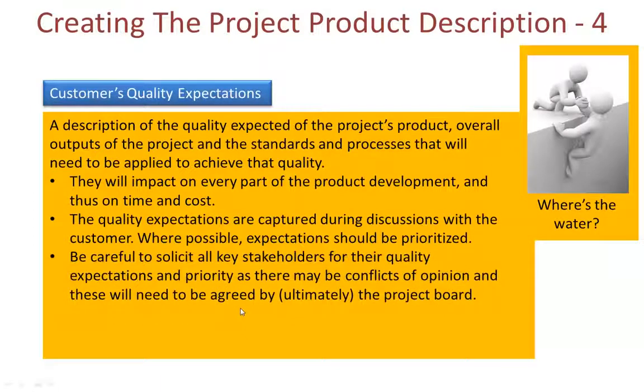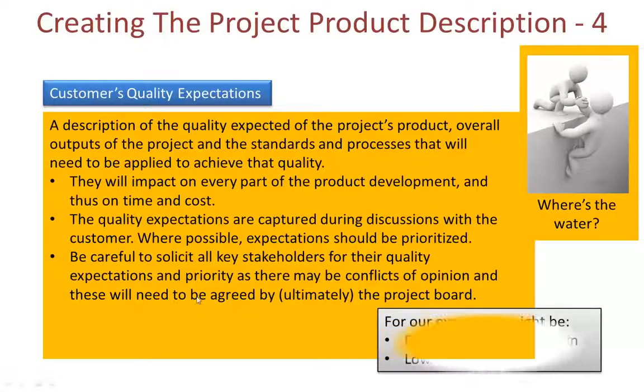Be careful to solicit all key stakeholders for their quality expectations, as it will be quite natural for there to be differences and therefore conflicts of opinion. It's important therefore to prioritise them, as ultimately they'll need to be agreed by the project board. Using the method mentioned in the PRINCE2 Manual of Prioritisation would be helpful here. It's called MoSCoW, as you may remember. It stands for must have, should have, could have, or won't have for now.